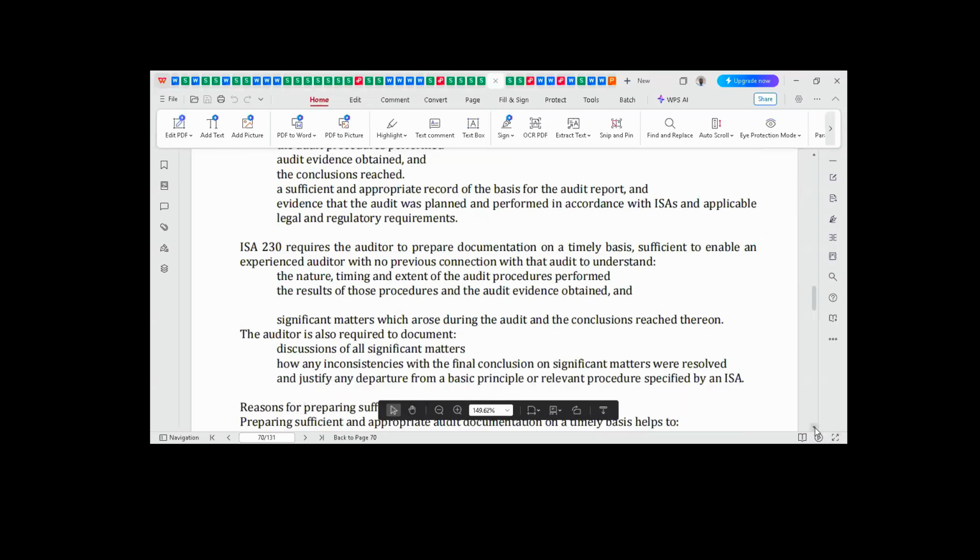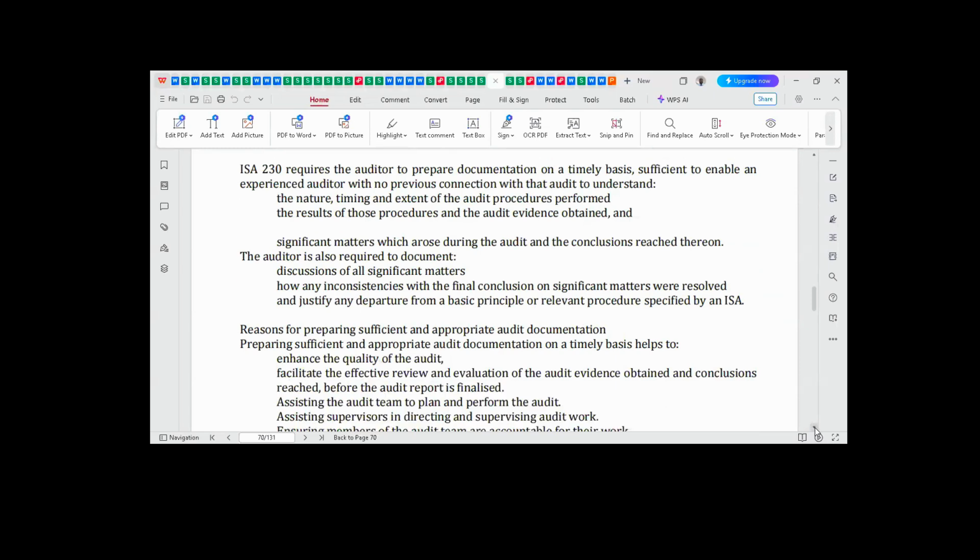Also, if there are any areas of inconsistencies, then the auditor will need to sit with the engagement quality reviewer, look at those areas and try to get them resolved. And how they arrive at the conclusion, how they are able to resolve those issues, will also be documented, shared and filed appropriately. So that is one thing we need to know also.